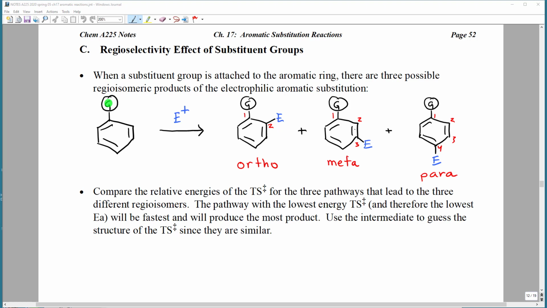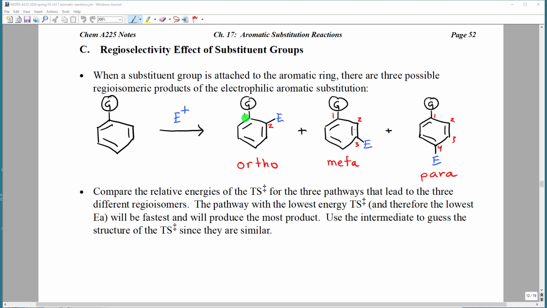So in this example, we can see that starting with this generic substituted benzene reacting with an electrophile, we would get three different possible constitutional isomer products. One where the electrophile replaced a hydrogen on a carbon directly adjacent to the group. One where the electrophile replaced a hydrogen on a carbon 2 carbons away from the substituent group, and then one where the electrophile replaced a hydrogen on a carbon opposite.